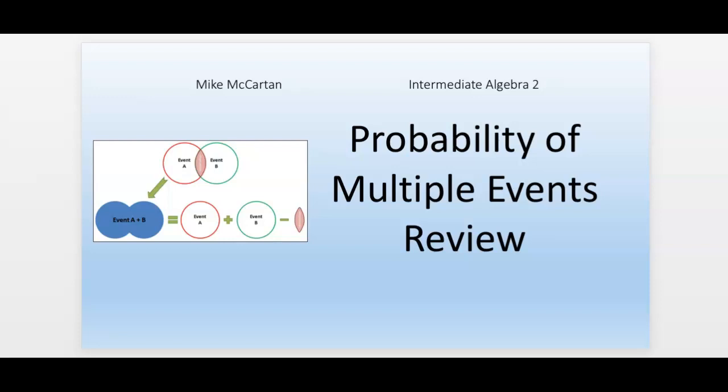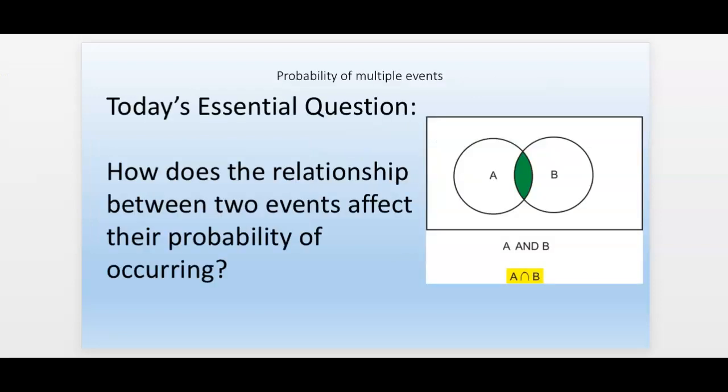We're just going to review probability of multiple events here today. A lot of today we covered some of yesterday. I just want to cover it again, okay? Today's essential question, I think, is the same as yesterday: how does the relationship between two events affect their probability of occurring?